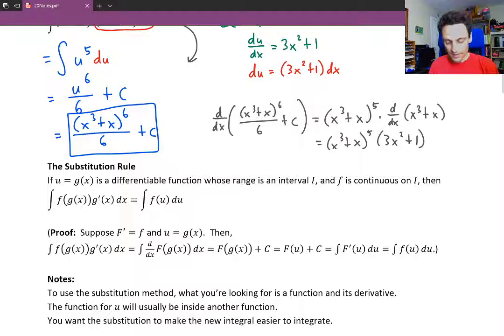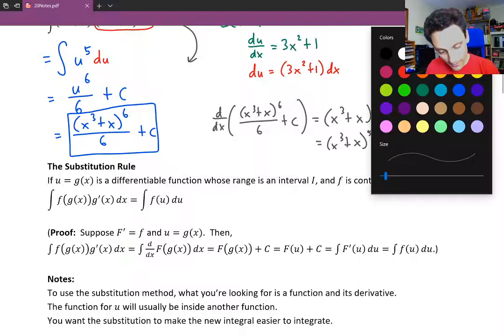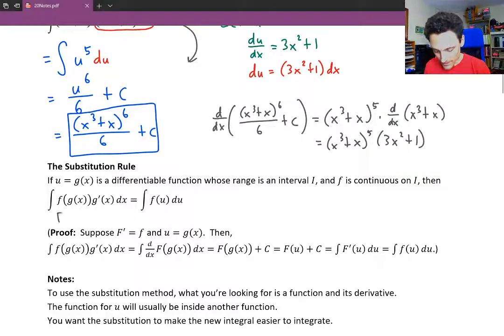Now the thing is, this integral right here looks like the chain rule. This looks like if we took the derivative of a function, we would end up with something like this. We would have the derivative of the outer function, leaving the inside alone, and then times the derivative of the inner function. So actually, if we wanted to write this, we could write this as big F prime of g of x times g prime of x.